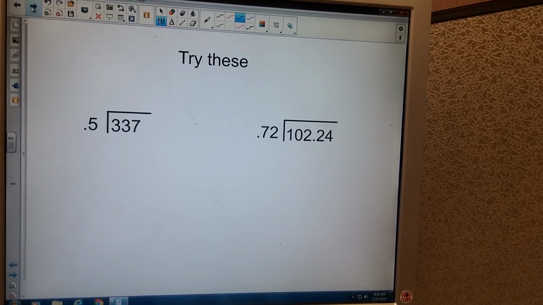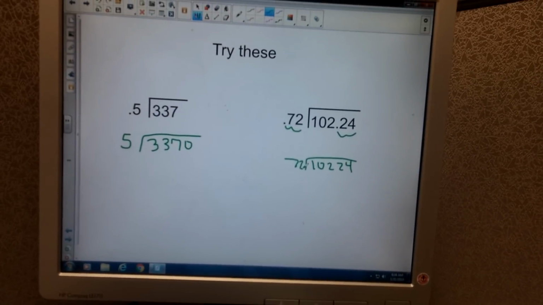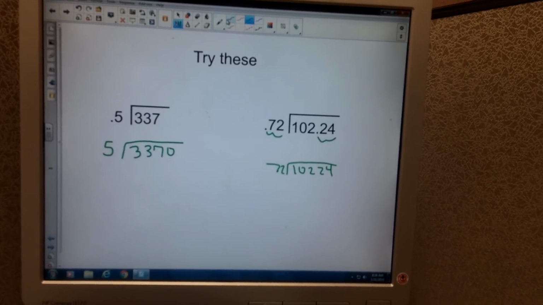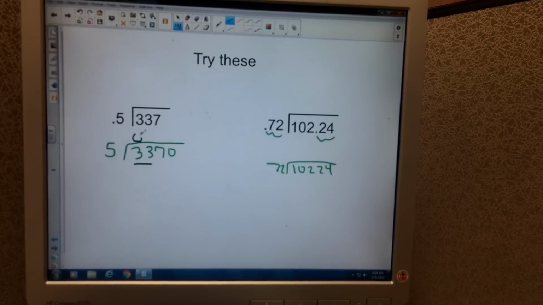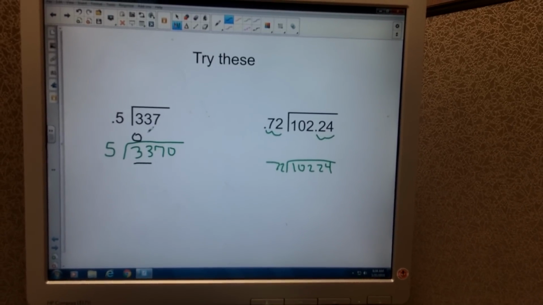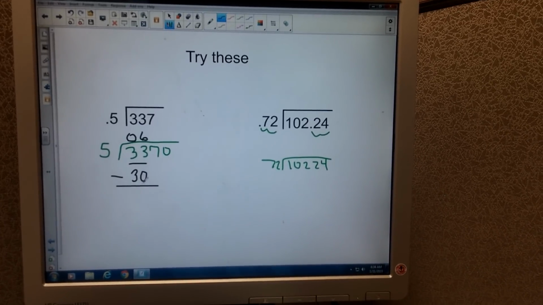Okay, here are 2 problems. Pause the tape and give them a go yourself. Okay, if you weren't sure how to set them up, here it is. So the first one, my 5s. 3 into 5 I can't do. 33 into 5 I can go 6 times. I'm not writing my facts for this one because I know my 5s really well.